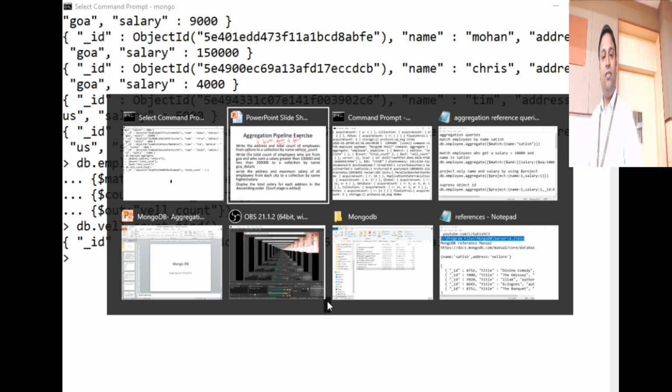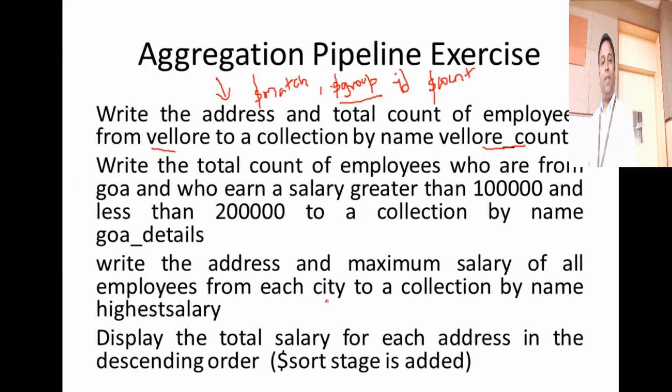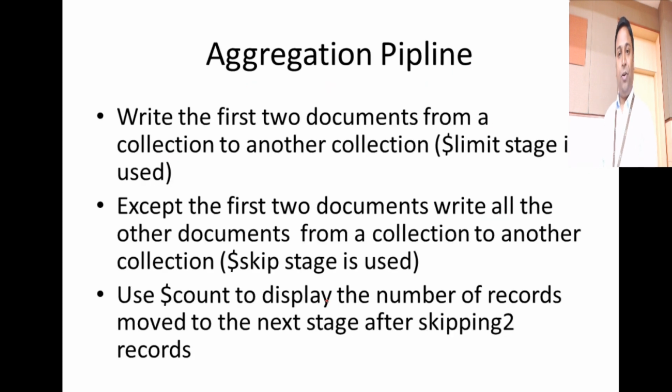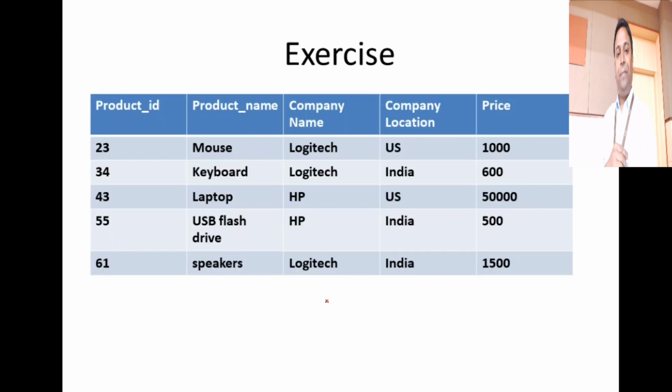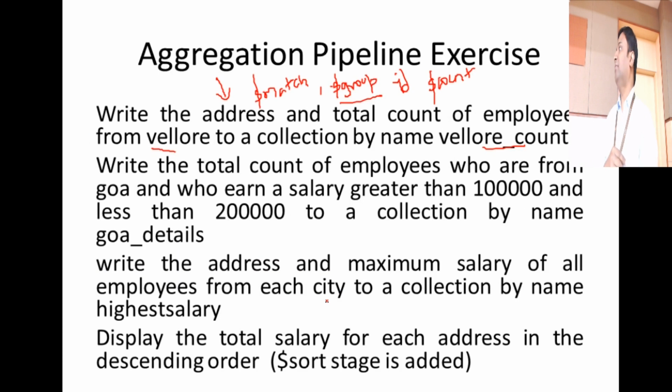So like that, we can take more exercises. We can have a lot of exercises. I don't have time to finish this right now. I should have completed all these things today, but anyway, can you try writing the next query? Write the total count of employees who are from Goa and who earn a salary greater than 1 lakh and less than 2 lakh to a collection by name Goa details. Can you write the query for this?